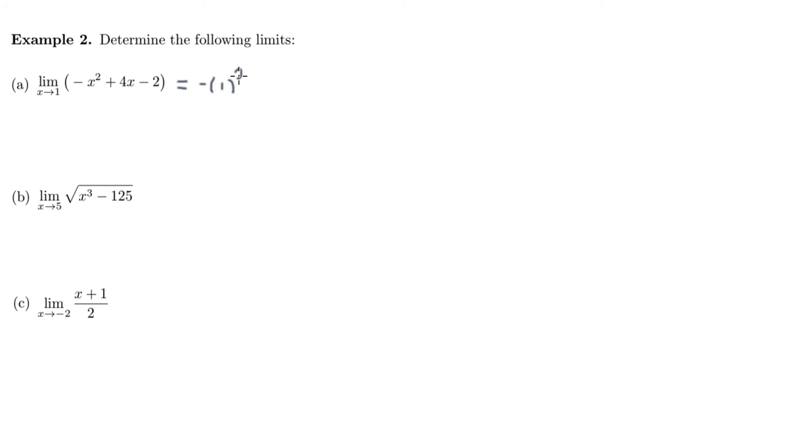So this is going to be negative 1 squared plus 4 times 1 minus 2. Okay, so be careful here. I'm squaring the 1, so this is 1, and it's negative, so it's negative 1 plus 4 minus 2. Okay, but this is just equal to 1, and that's a real number. So I'm going to assume that that's the limit, and indeed it is. That is the limit of this function as x approaches 1.